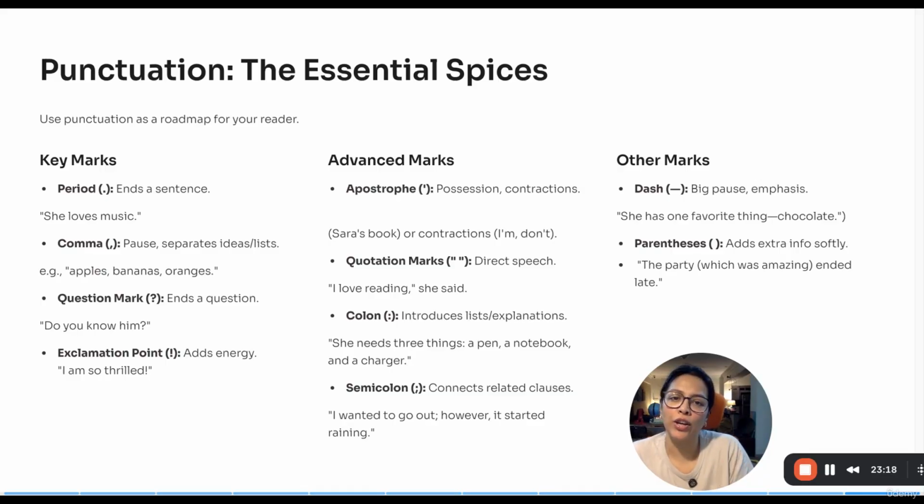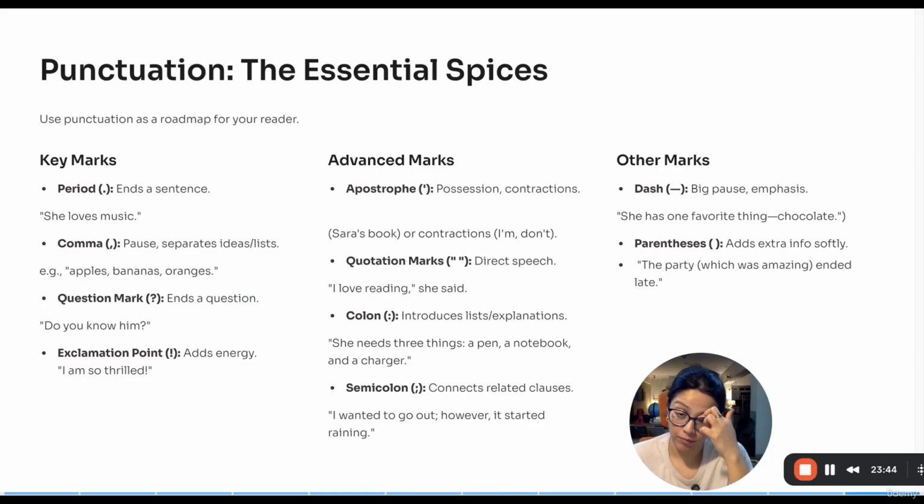Quotation marks, direct speech. Whenever there's direct speech involved, generally we use it when we're writing a story and we want to give our character some dialogue. You can use direct quotes. "I love reading," she said. "I love dancing," she said. The dialogue itself, whatever has been quoted by the person, must be inside the quotation marks.